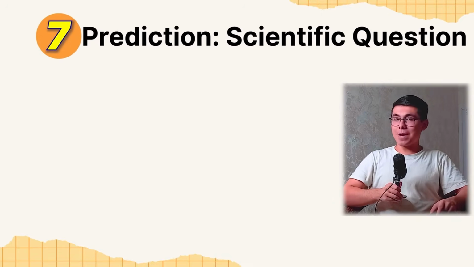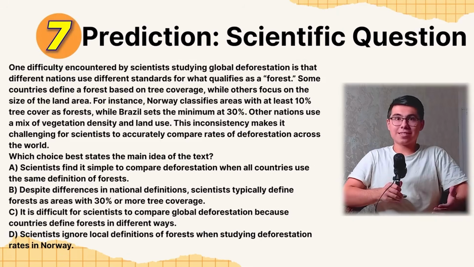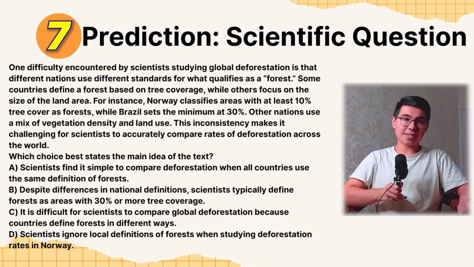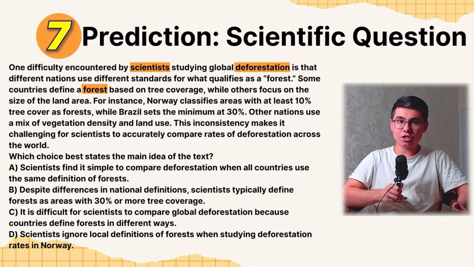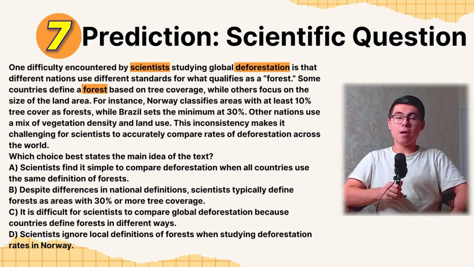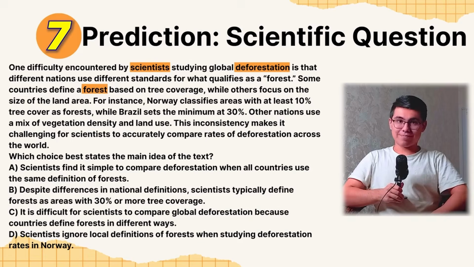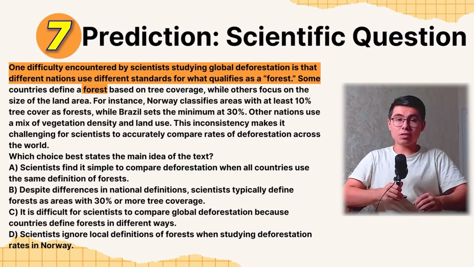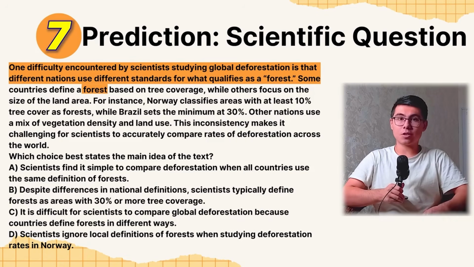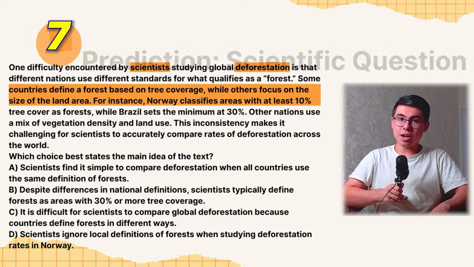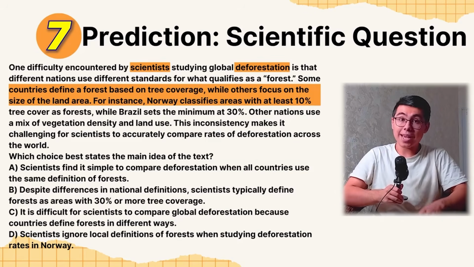Scientific question. This passage sounds kind of scientific, and they're talking about scientists, global deforestation, and forest definitions. But don't get intimidated. Let's go through it piece by piece. So scientists studying global deforestation are having trouble because different countries use different rules for what counts as a forest. Some define it based on tree coverage, others based on land size.